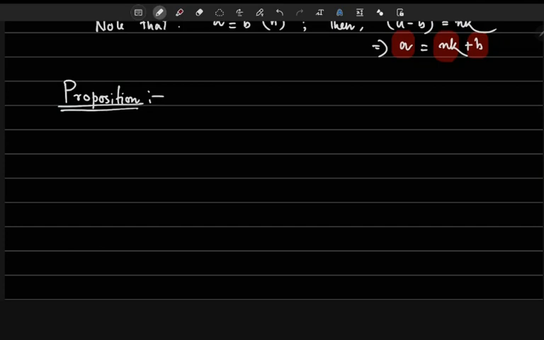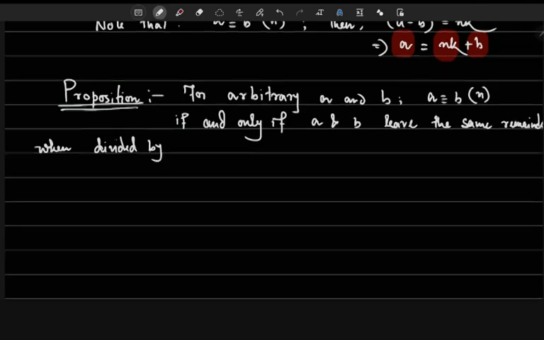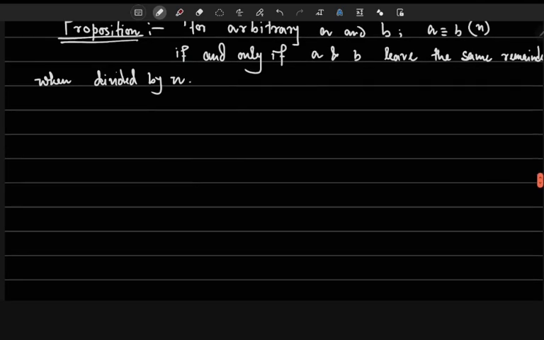By stating a proposition, and what the proposition is: for arbitrary A and B, A is congruent to B mod n if and only if A and B leave the same remainder when divided by n. So first we prove the only if part.